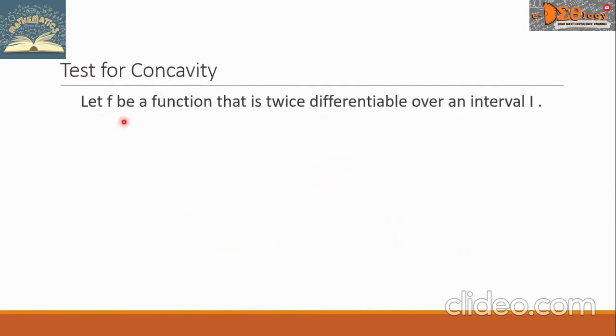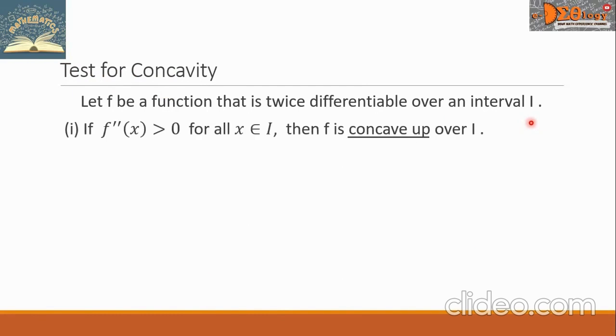Let us go now to the test for concavity. Let f be a function that is twice differentiable over an interval I. If f double prime of x is greater than 0, or we say that if the second derivative of the function is positive for all x, an element of the interval I, then the function f is concave up over the interval I.